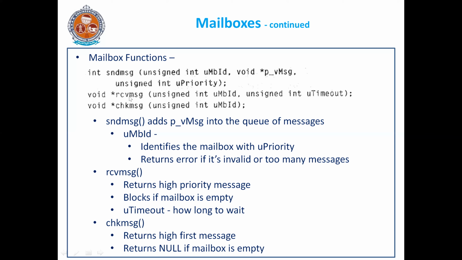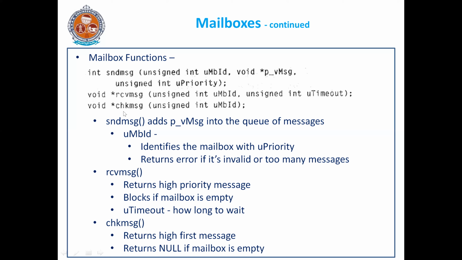And the next one is RCV message. This function will return the high priority message or block the called function if the mailbox is empty. Here this is the mailbox ID, and this is the time, that is how much time it has to wait for the message. Suppose the mailbox is empty, so it specifies how much time it has to wait for the message.